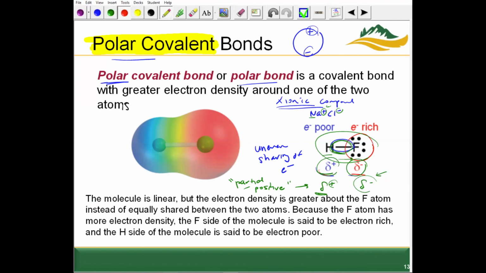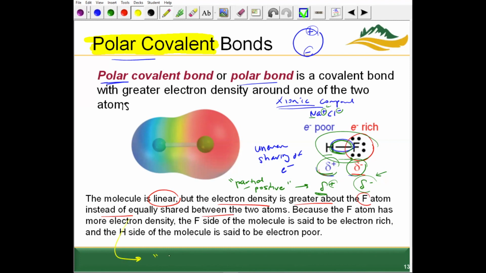When we get into electron geometries, we'll see this idea of a molecule having a linear geometry. At this point, what we can say is that electron density is greater around the fluorine atom instead of it being equally shared between the two atoms.